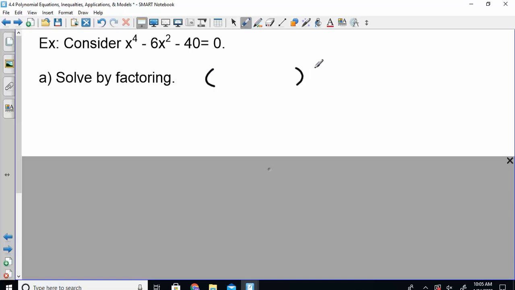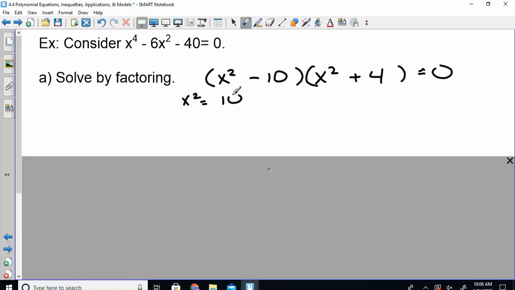Because you could take x to the 4th and break it into what? X squared, x squared, minus 1. You have 4 x's, so you put 2 of them with each. Multiply to negative 40 and add to negative 6. 10 and 4. Since we want negative 6, we have to do a negative 10 and a positive 4. Alright, so let's set these things equal to 0.